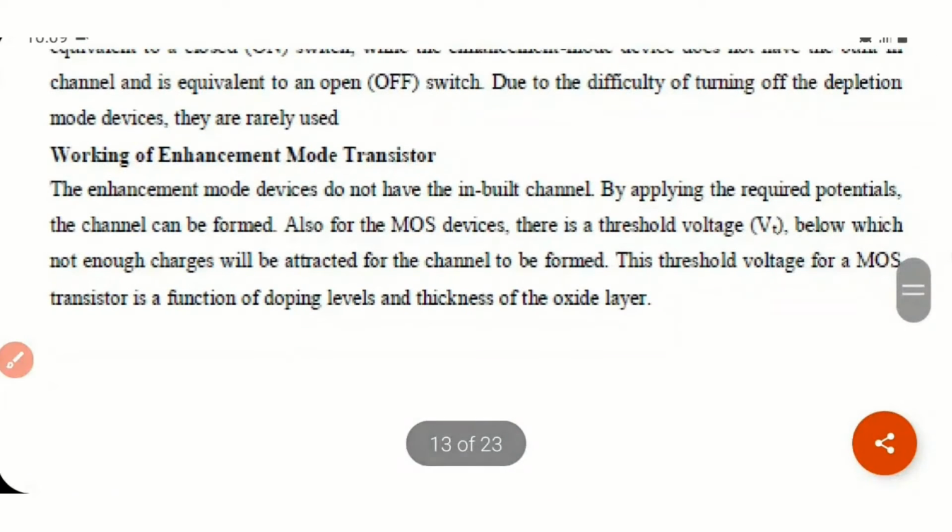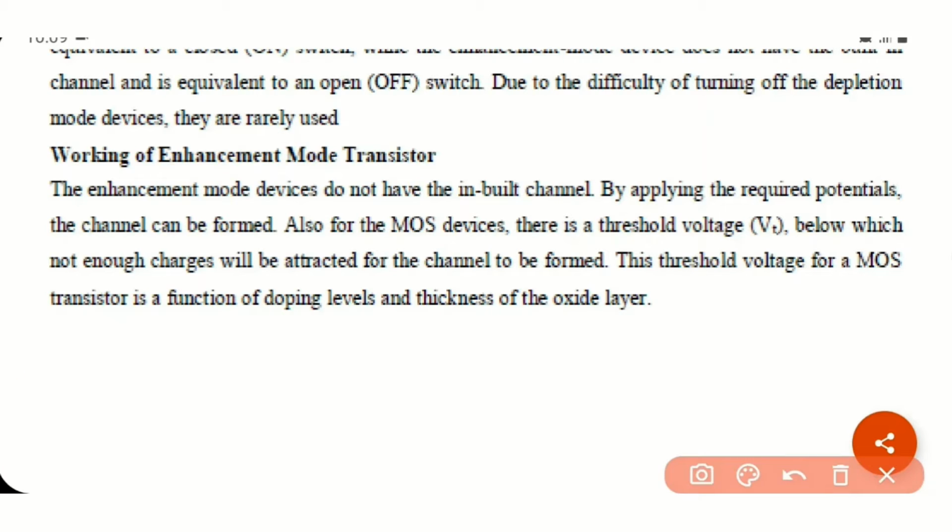So let's move forward. Working of the enhancement mode transistor. The enhancement mode devices do not have the inbuilt channel. This is what we have just seen. Channel is not present in them, so you have to provide a channel. By applying the required potentials, the channel can be formed. Also, for the MOS devices, there is a threshold voltage, that is VT, below which not enough charges will be attracted for the channel to be formed.